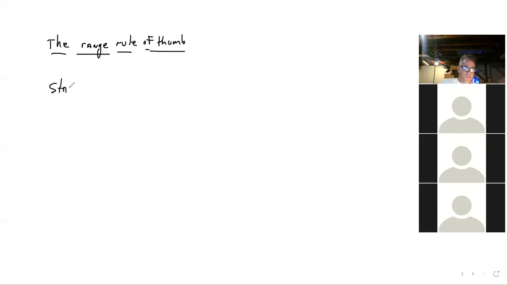So if I want to approximate a standard deviation using this range rule of thumb, it's approximately the range, which is easy to calculate. Again, that's highest value minus lowest value, max minus min, divided by 4.